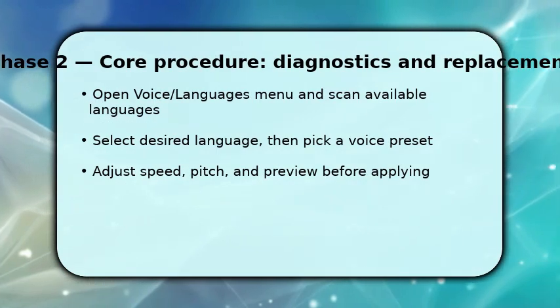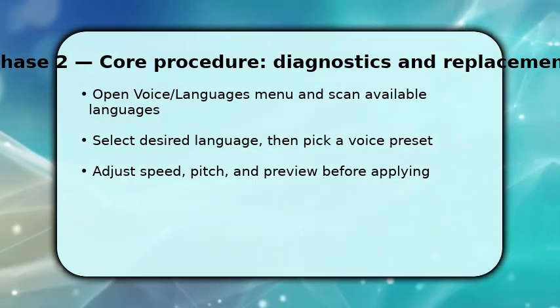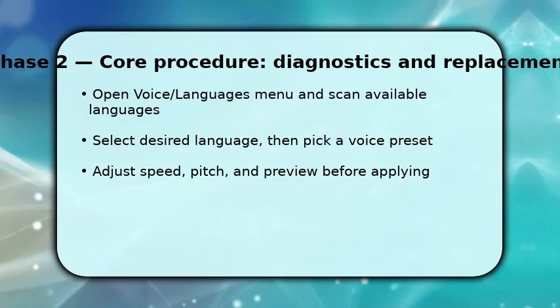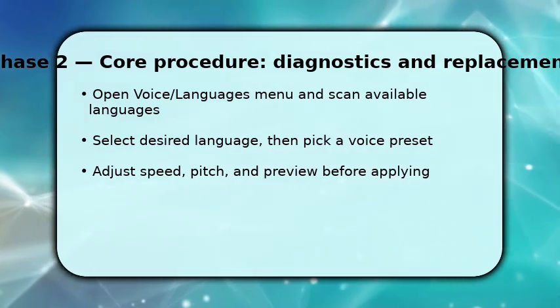After tapping speech, open the language menu. Capcut lists supported languages and regional variants. Once your language is chosen, select a voice preset, male, female, or character, and press play to preview.